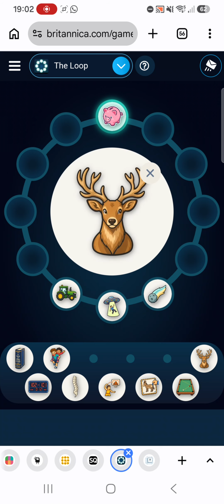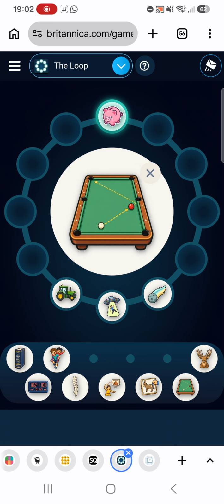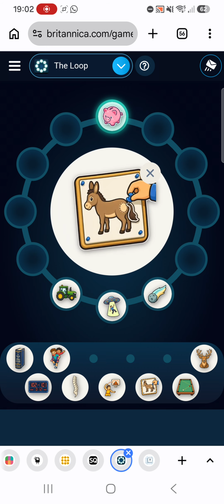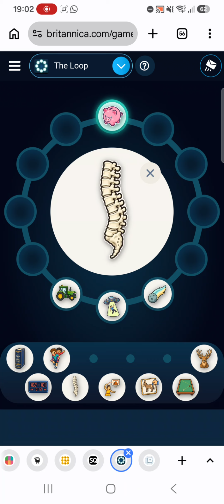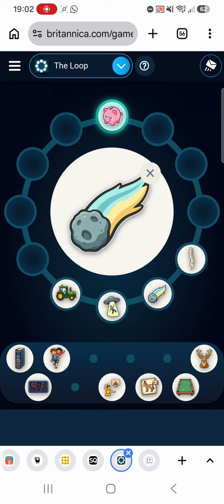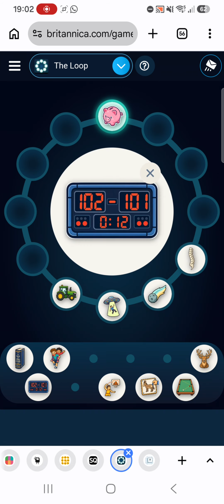That is a moose, maybe. That is a... what's the word? It's a snooker shot where it goes in off one cushion. I've forgotten the word for it. That's infuriating. That's Pin the Tail on the Donkey. That is making a hoop, or it's something to do with basketball, isn't it? That looks maybe a spine or a tailbone. Maybe it's a tailbone because the comet clearly has a tail. And then that is a scoreboard.